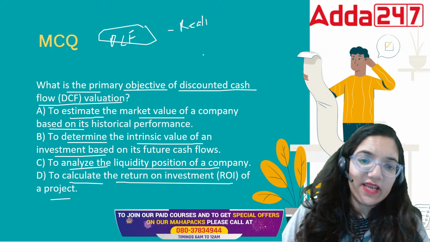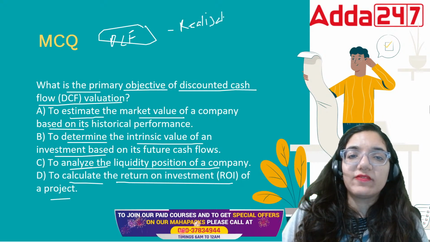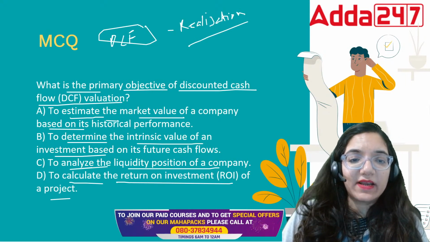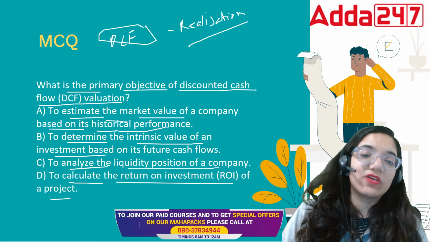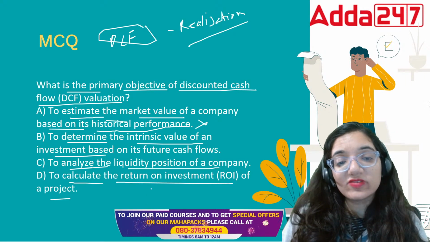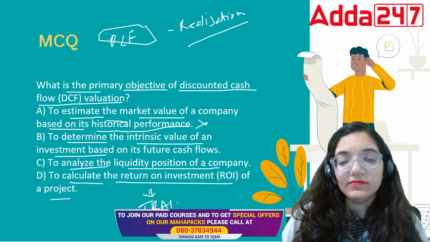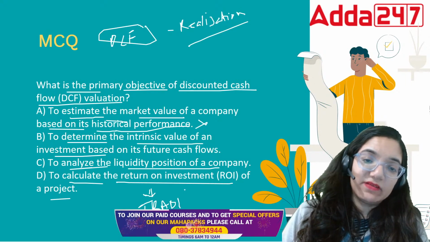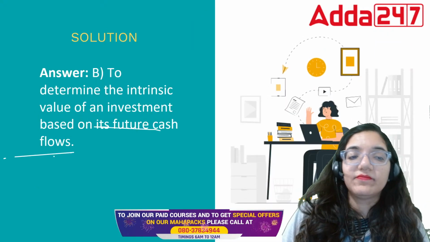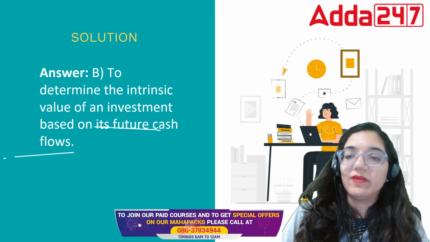When we talk about discounted cash flow valuation, it is talking about the valuation or realization of funds, whatever we'll realize over a period of time. The estimate of the market value of the company is not based upon historical performance. It is based upon what we'll receive in future. ROI is also a traditional method. So whatever has a future would be considered here. Nothing of the past would be included in this. Only the ones related to the future will be added to it.